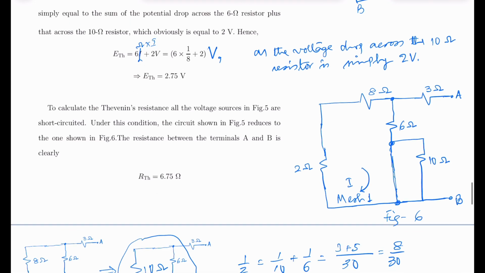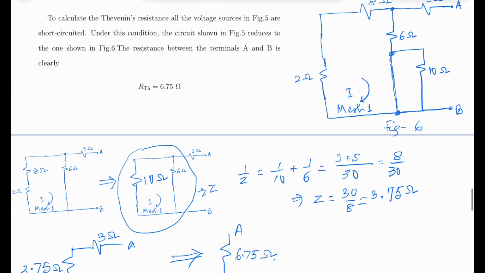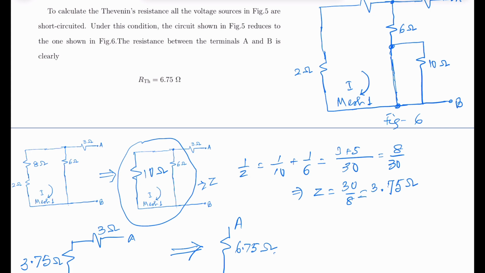Now we calculate the Thevenin's resistance of the circuit. To do this, we replace all the voltage sources by their internal impedances. So we have removed the voltage source of 4 volt from this part and 2 volt from this portion. If you replace the 2 volt source from here, then this resistance is now short circuited because the current will flow through this part only and no current will flow via the 10 ohm resistance. So this is now short circuited.